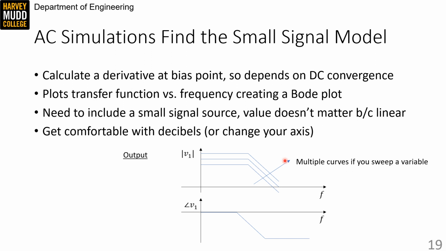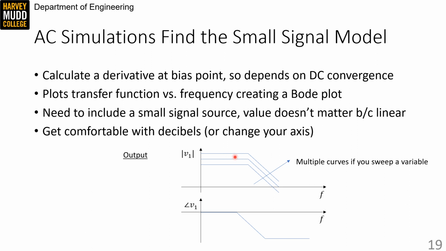In order for an AC simulation to work right, you need to remember to put a small signal source in your simulation, or otherwise the simulator won't know what to call the input of your transfer function. You often have the option to specify the amplitude of your small signal source, but it doesn't really matter because the AC model is linearized. Your input source amplitude is just going to be multiplied by the transfer function to give you the value of your output variable, of your V1 or whatever.